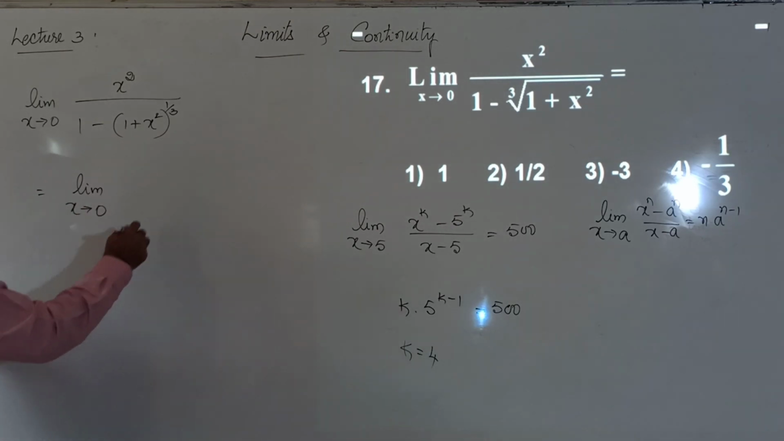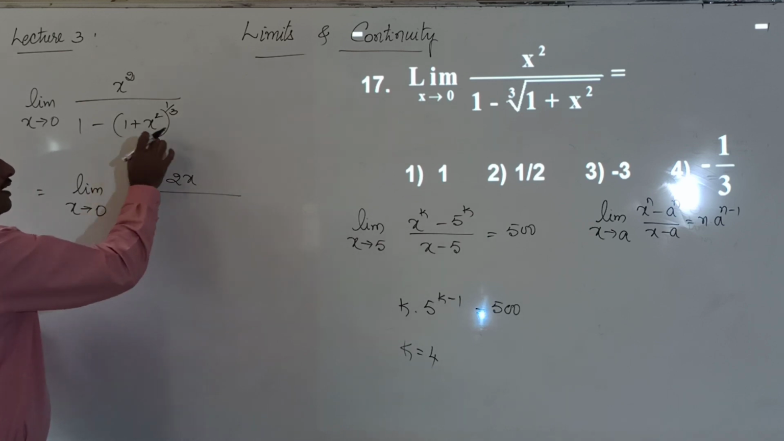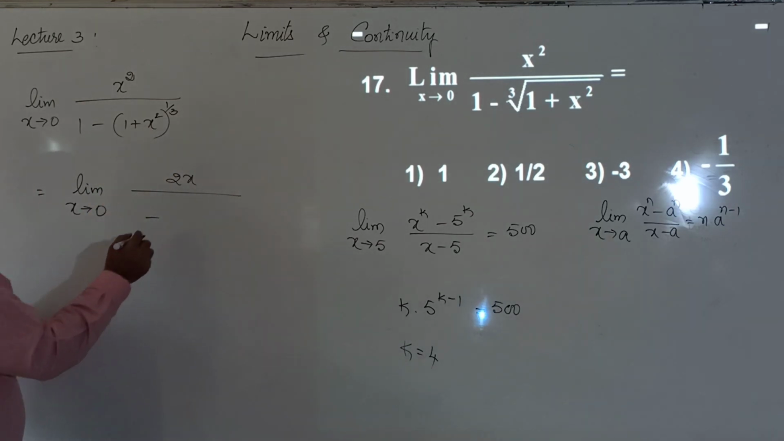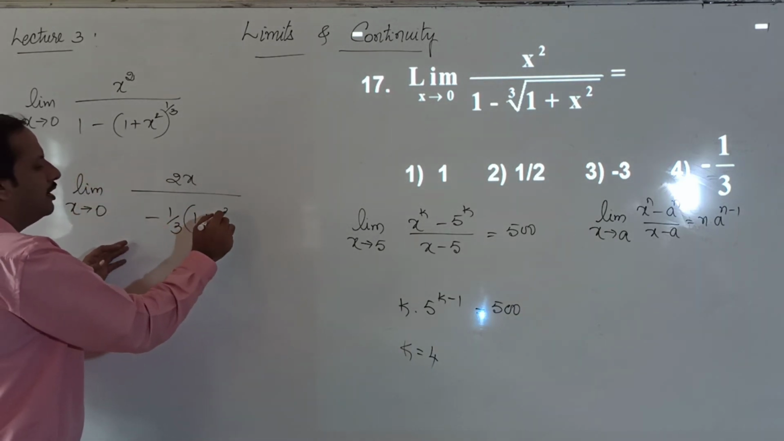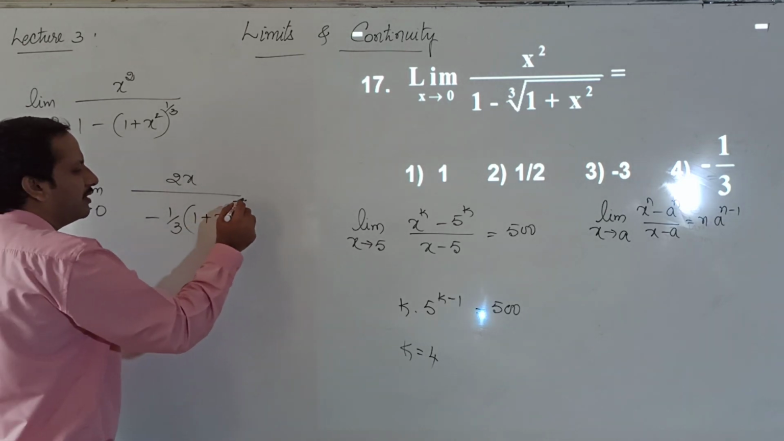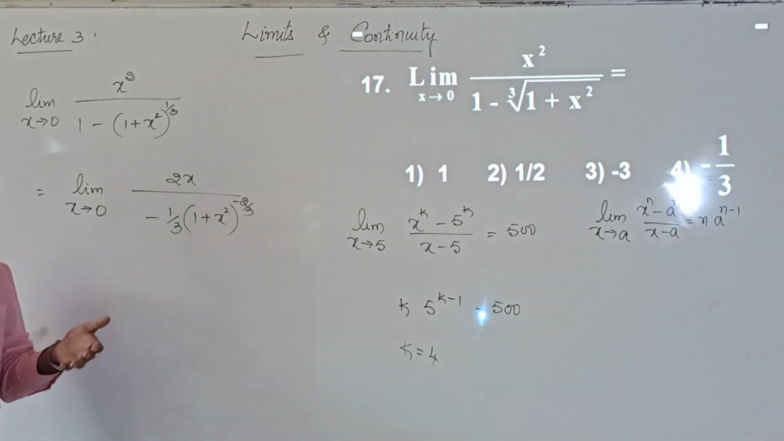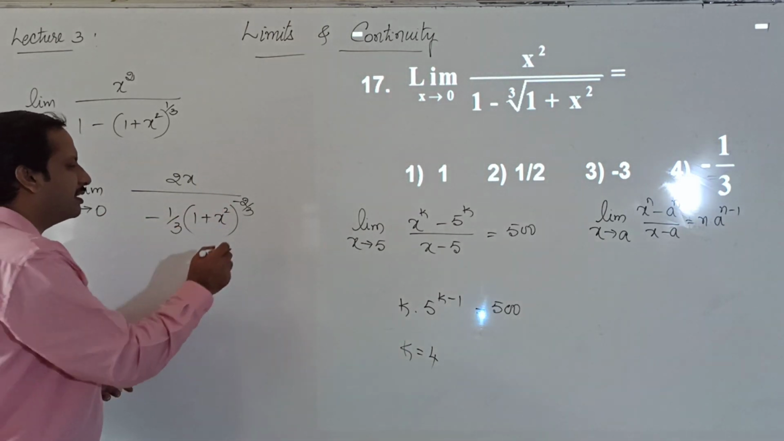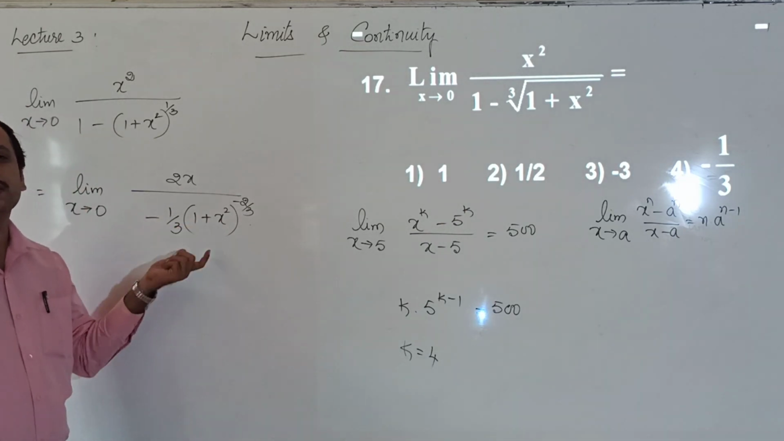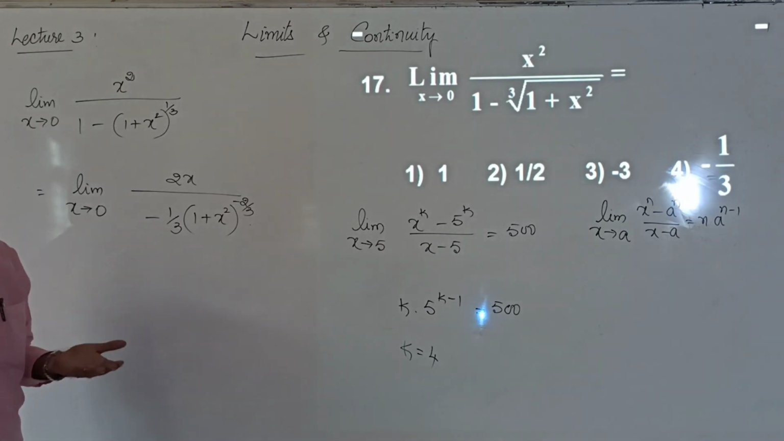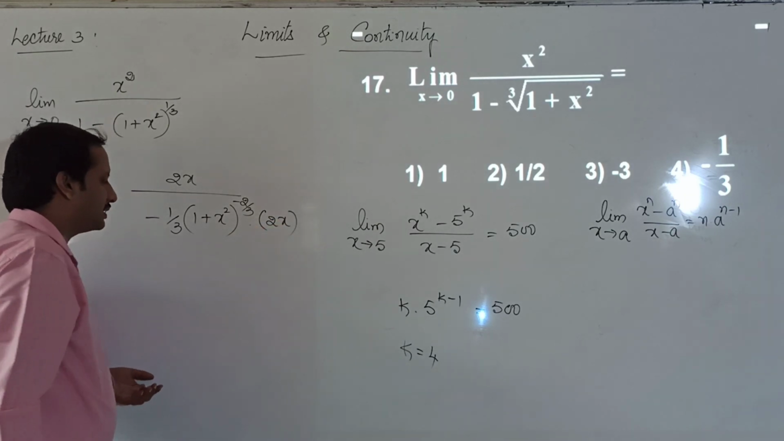Okay. Derivative of x square is 2x divided by derivative of 1 is 0 minus derivative of 1 plus x square to the power 1 by 3. That will give you 1 by 3 into 1 plus x square to the power 1 by 3 minus 1. That is minus 2 by 3. I am just using the exponent formula. Derivative of the exponent is n into exponent minus 1. So 1 by 3 into 1 plus x square to the power minus 2 by 3 into, now I want the derivative of 1 plus x square. What is the derivative of 1 plus x square? Derivative of 1 is 0, derivative of x square is 2x. So this into 2x. Okay.